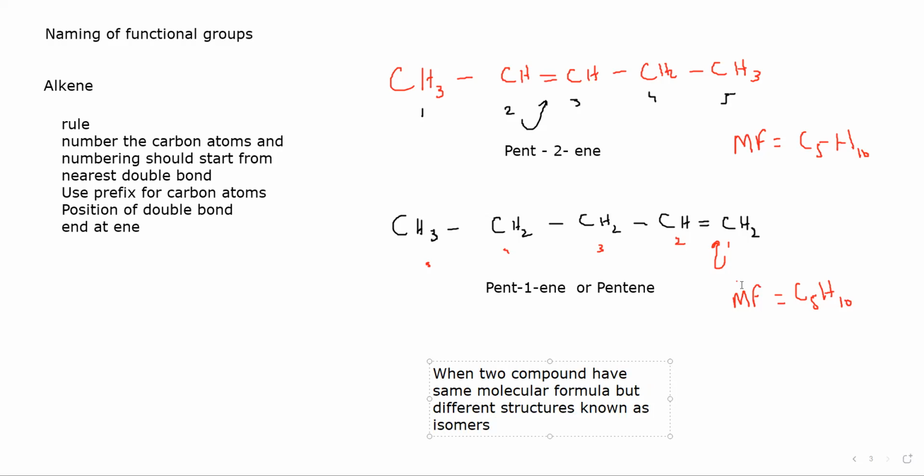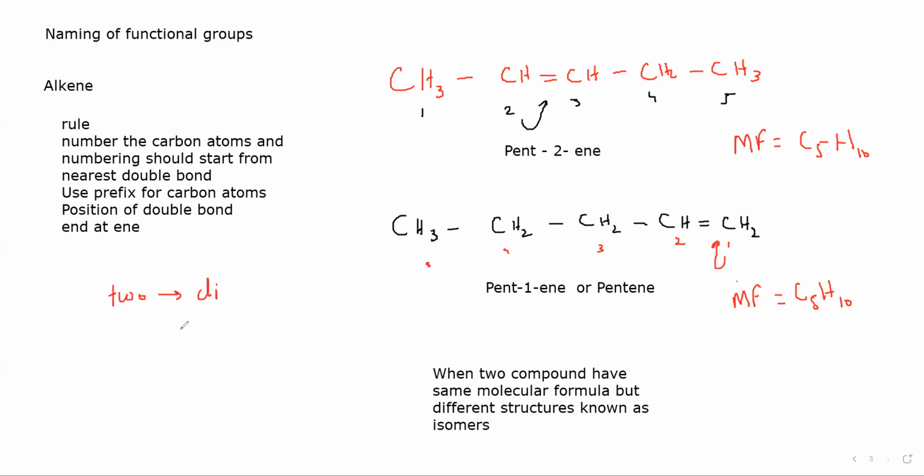If there are 2 double bonds in the structure, then we'll use the term diene. Di means 2. There can even be 3 double bonds within the structure, but that will make the structure complicated. You will not find very complicated structures in O levels, mostly simple structures in which the positions are different. But there are compounds which contain 2 or 3 double bonds.